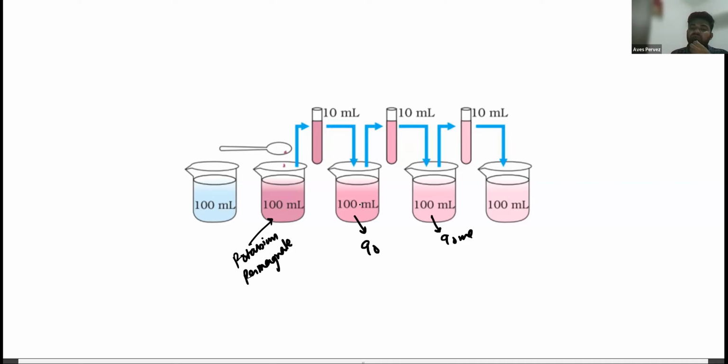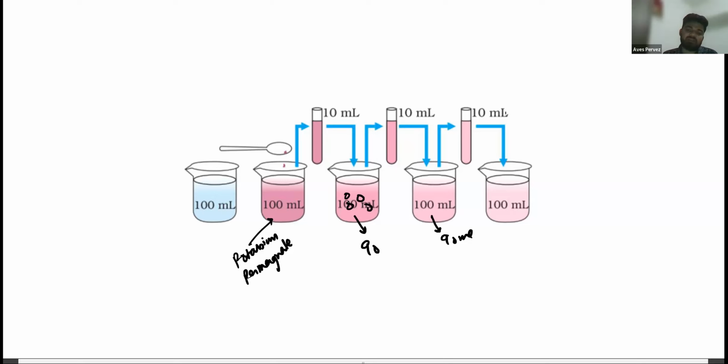Then when you add again, this will become a little bit lighter. Then you take 10 ml and add it to the next one, it will become lighter again, and this one even lighter. Why does the color become lighter and lighter? Because the particles of matter are very, very small. Every time it is imparting color to the pure water.